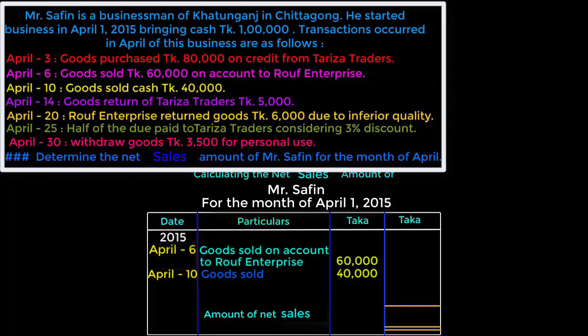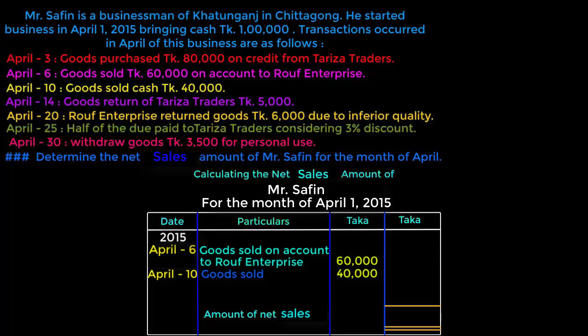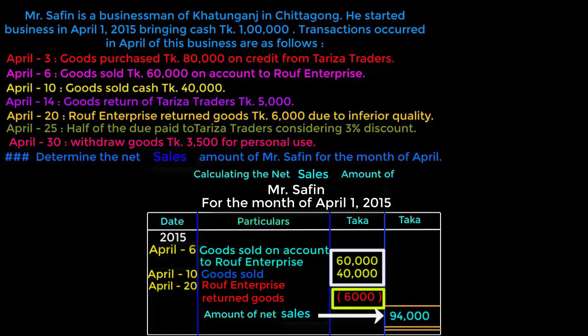See, in this question there is only this element for which this total sales decreases. So we will have to deduct this amount from this total sales. Therefore, we will write here April 20. Here Rauf Enterprise returned goods due to inferior quality, and here the amount of taka 6,000 within a bracket. After finishing addition and subtraction, we will get 94,000 taka as net sales, and this is our answer.